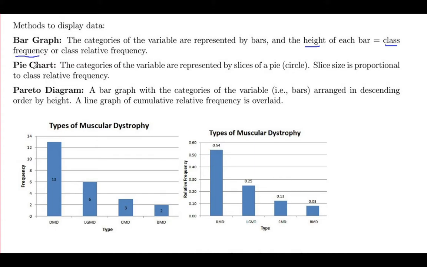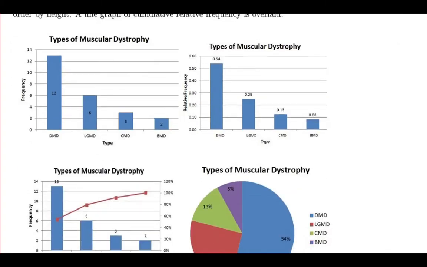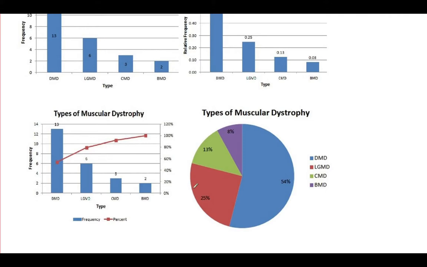Another way would be with a pie chart, and that's where categories of the variable are represented by the slices of pie. Your slice here is proportional to the relative frequency. So here's an example of this data in a pie chart, parts of the whole here. So 54%, we can see our key over here, DMD. LGMD was our 25% there, CMD was 13%, and BMD 8%. So for parts of a whole, a circle graph is a good choice.